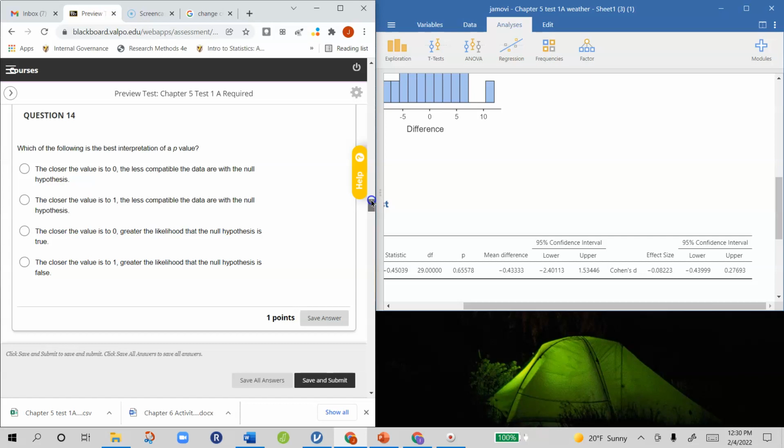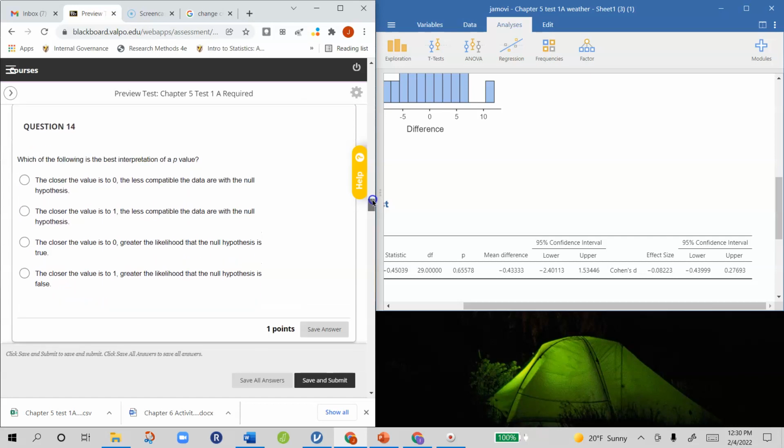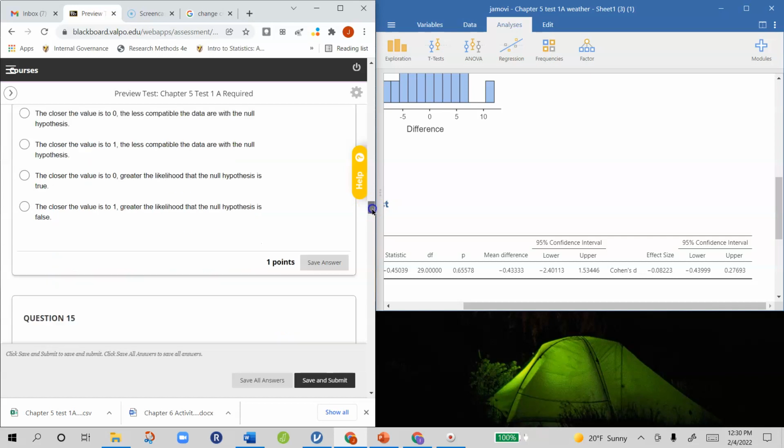When we're interpreting the p-value, I want to know what's the best interpretation of a p-value. The closer the p-value is to 0, the less compatible the data are with the null hypothesis. Another way of thinking about this is the closer the p-value is to 1, the more compatible the data are with the null hypothesis. We're not making a judgment about whether or not the null hypothesis is true, just whether or not our data are compatible with it.